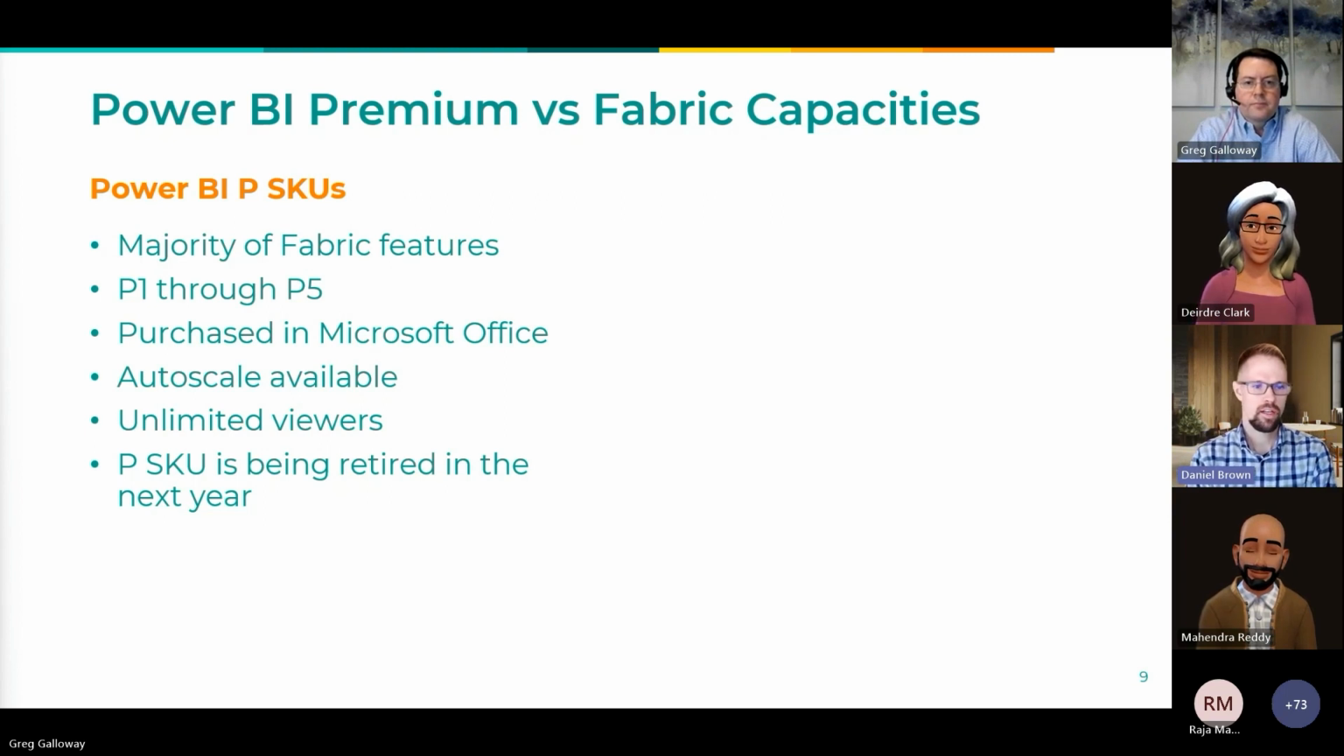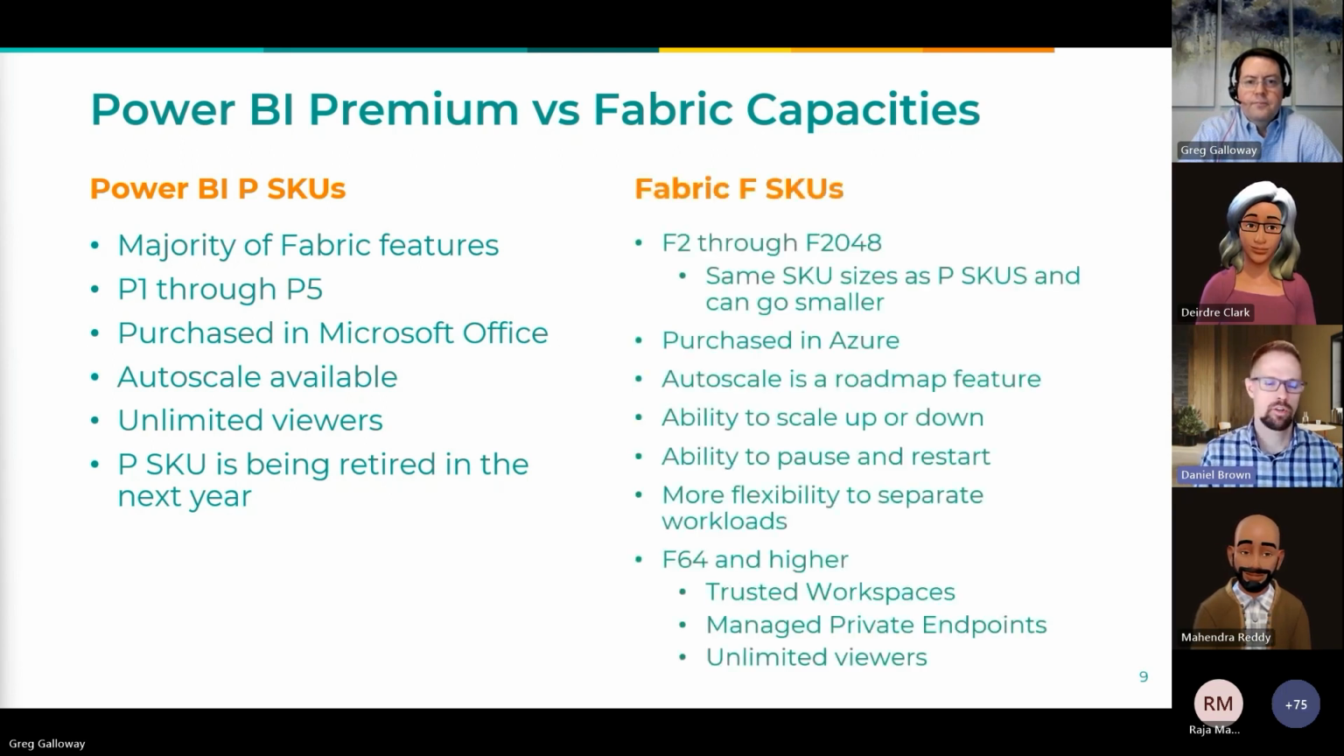Right off the bat, I want to make sure it's clear that a majority of the Fabric features are available to you today with your P SKUs. We'll talk about a small subset of features that are P or F SKU specific, but the majority of things you can start leveraging today. Some other key differences: the P SKUs are purchased through Microsoft Office. You have auto scale ability. Some of y'all might be leveraging that today. And then the P SKU is being retired in the next year, right? Which might be a big reason why everybody's on the call today, to get some clarity on what this means for you.